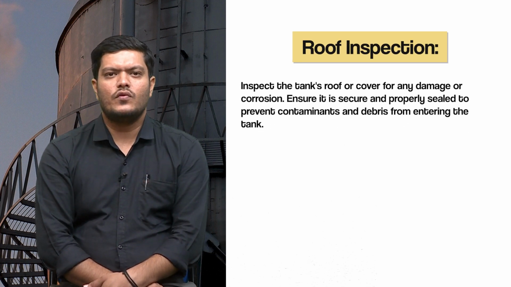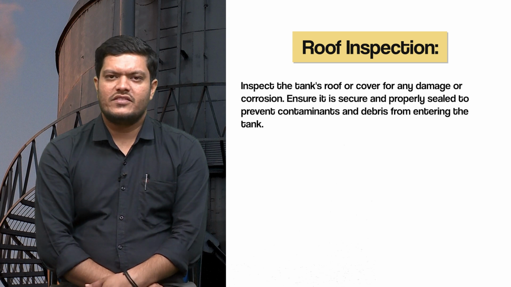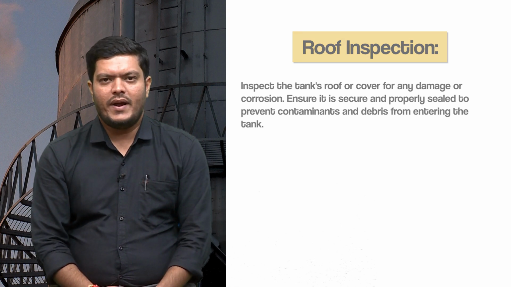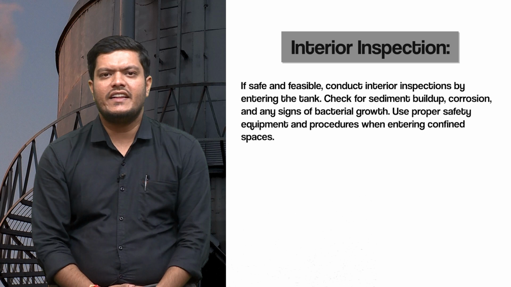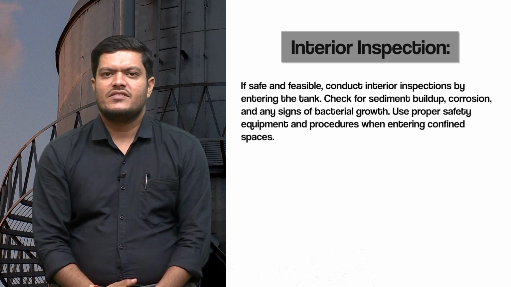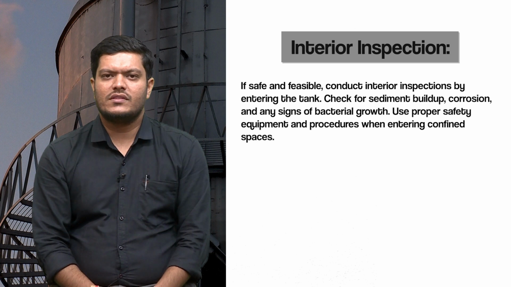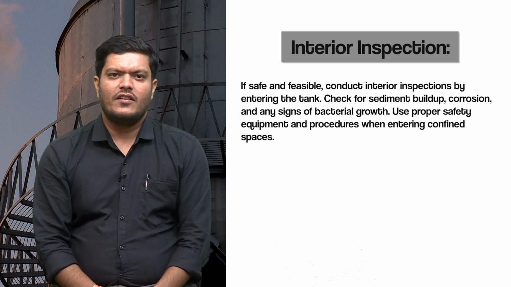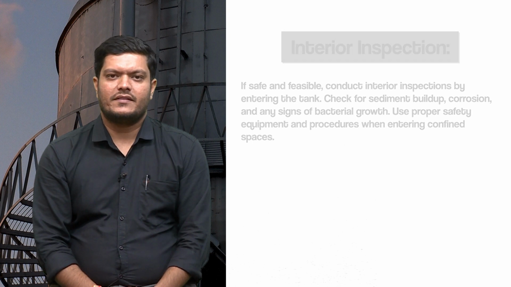Now next is roof inspection. Inspect the tank roof or cover for any damage or corrosion. Ensure it is secure and properly sealed to prevent contaminants and debris from entering the tank. Other is interior inspection. If safe and feasible, conduct interior inspections by entering the tank. Check for sediment buildup, corrosion and any sign of bacterial growth. Use proper safety equipment and procedures when entering confined spaces.